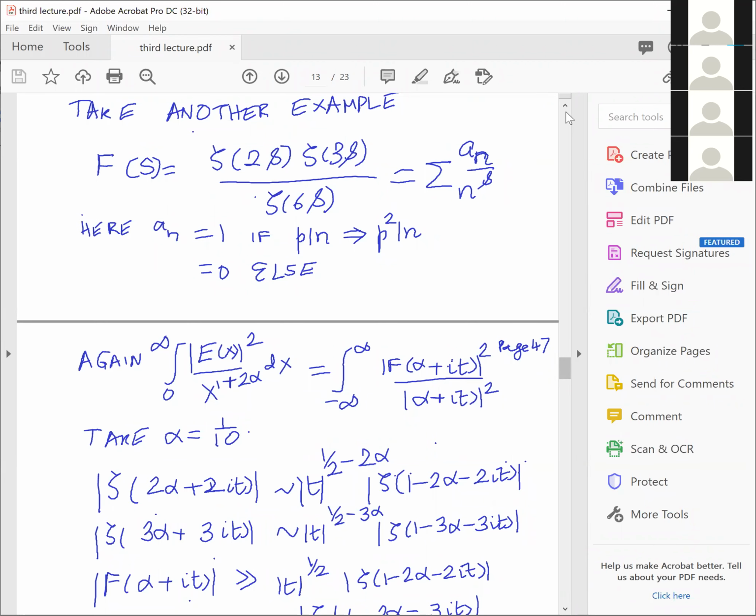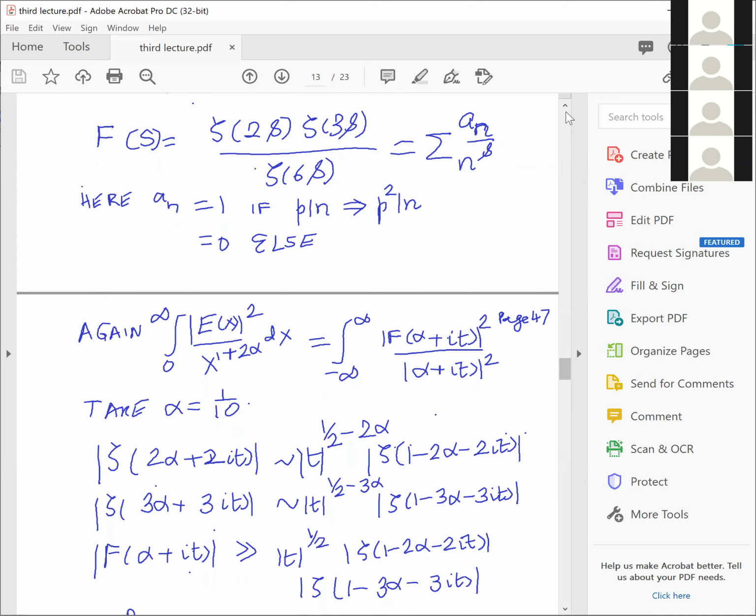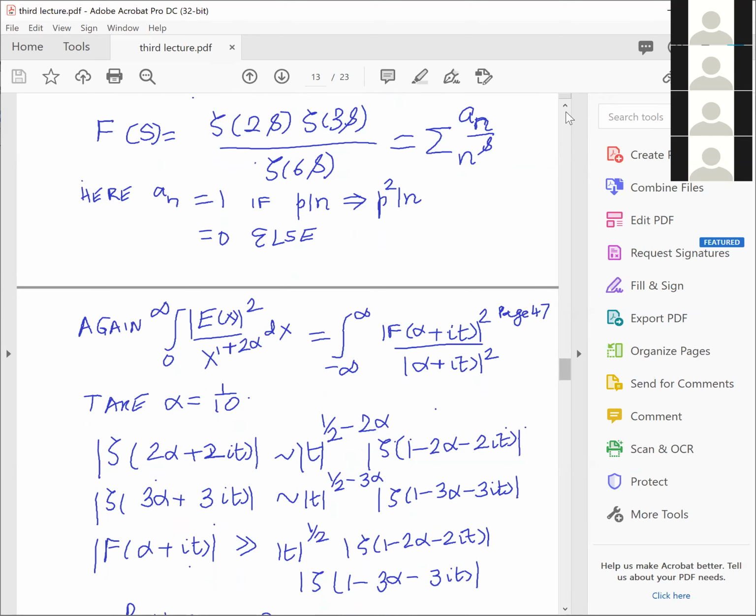What I need is what is the power of t that comes. Therefore, zeta of 2 alpha plus 2it will be something like t^(1/2 - 2 alpha). Zeta of 3 alpha plus 3it is something like t^(1/2 - 3 alpha). And therefore, consequently, and zeta 6s, let's forget it. The reason why I'm going to forget it, I'll explain later. F of alpha plus it is bigger than t^(1/2 - 2 alpha) times t^(1/2 - 3 alpha), which is t^(1 - 5 alpha). By definition, alpha equal to 1 over 10. Therefore, this 1 minus 5 alpha is equal to half, and that's exactly what I want. And therefore, you get the omega result with alpha equal to 1 over 10.